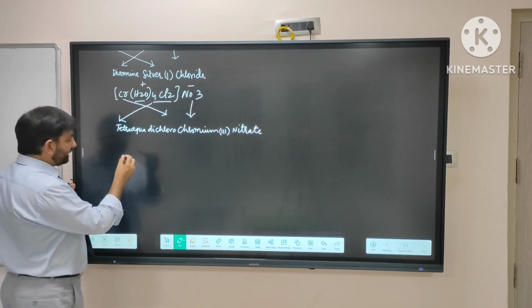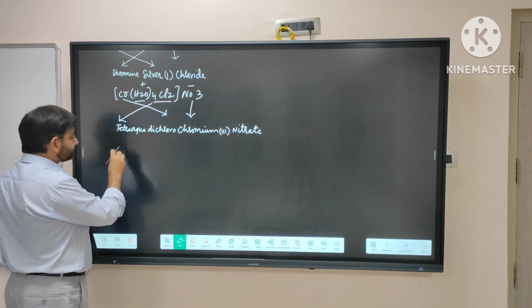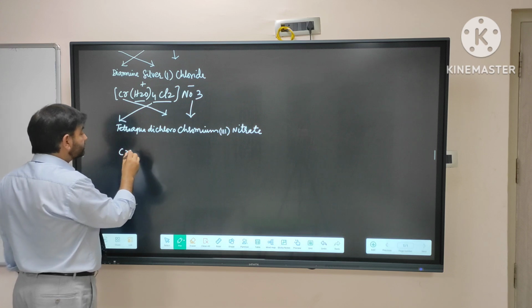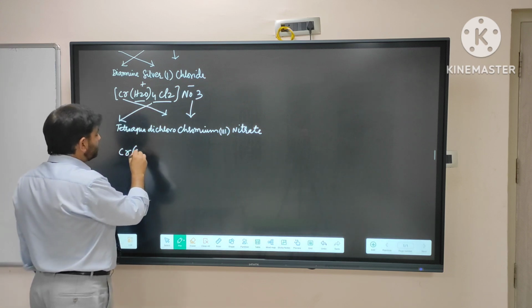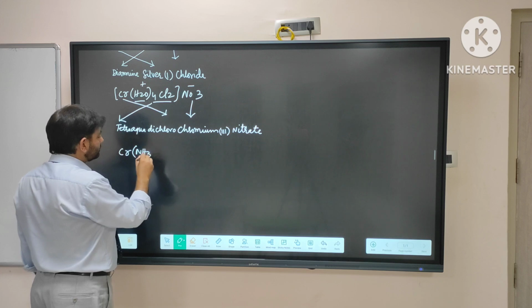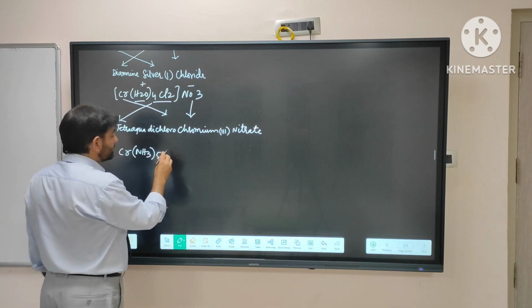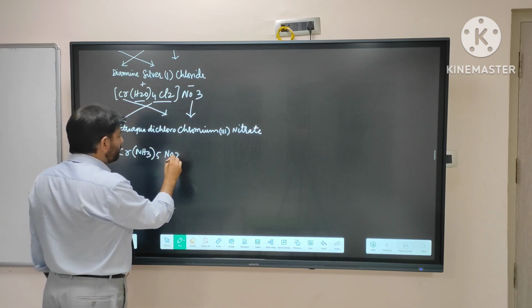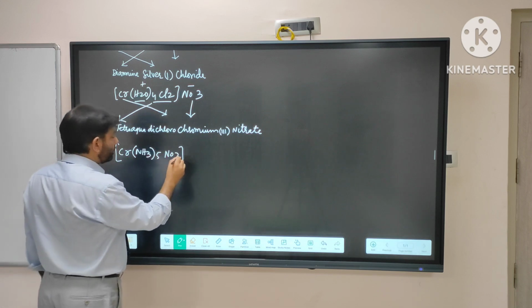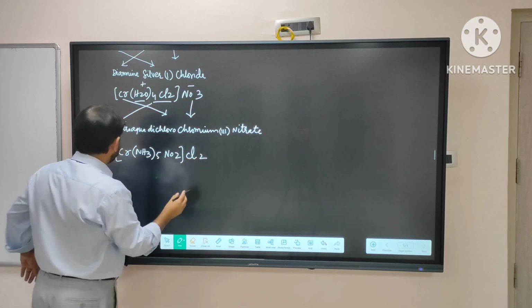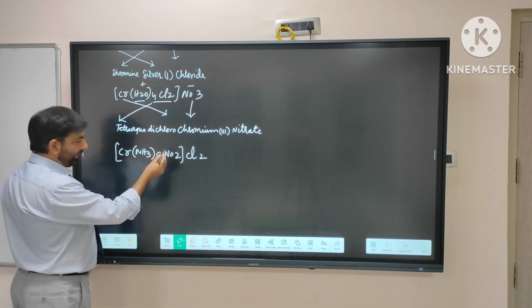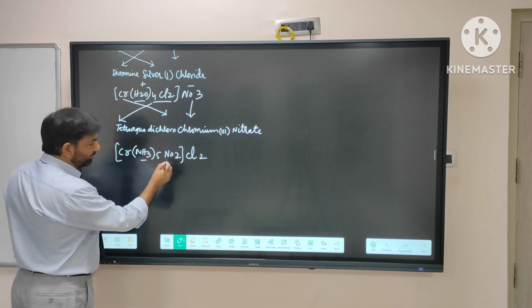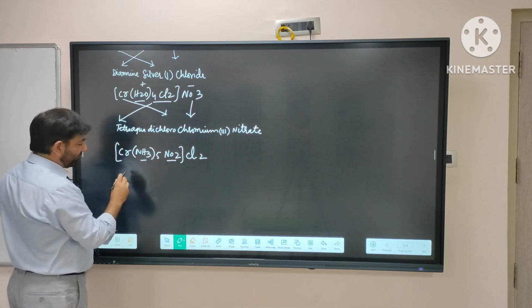So it is another example of how we name coordination compounds. Let's move to another part. I will show you here: Cr, NH3 5 times, NO2, Cl2. So how to name this? I will name it very quickly. In alphabetic order, this ligand will come first, then this. So it is 5 times.